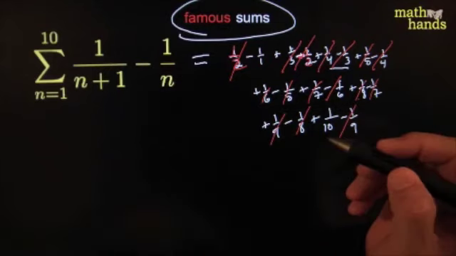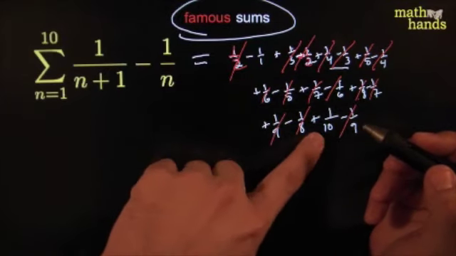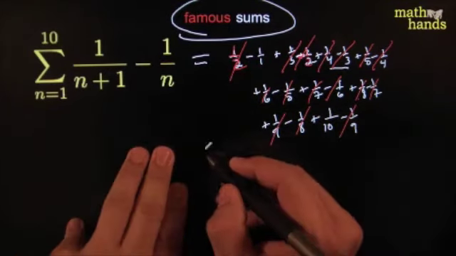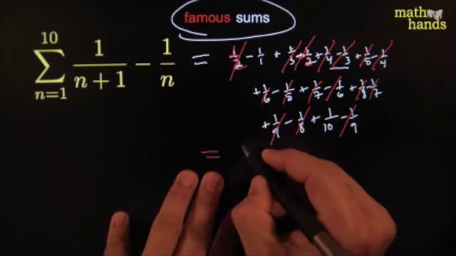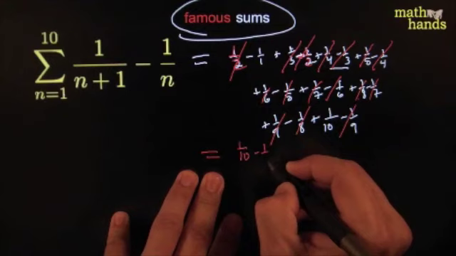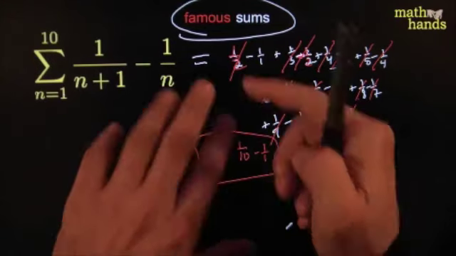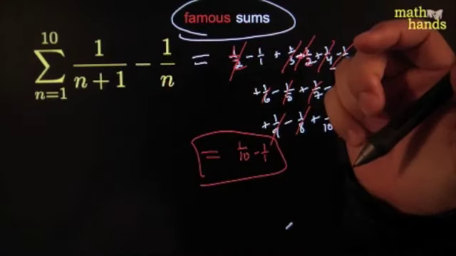Everything goes, except for the next to the last and next to the first term. So when it's all said and done, everything in the middle collapses and all you get is 1 over 10 minus 1 over 1. That, my friends, is why this is famous. This is called a telescoping sum.